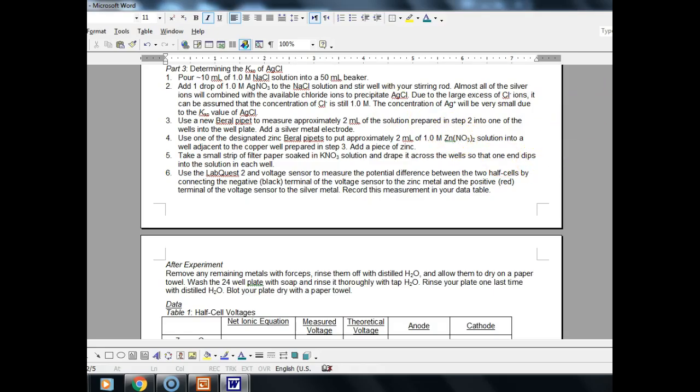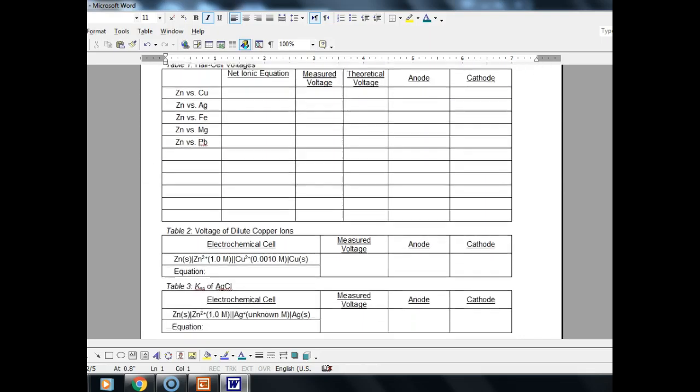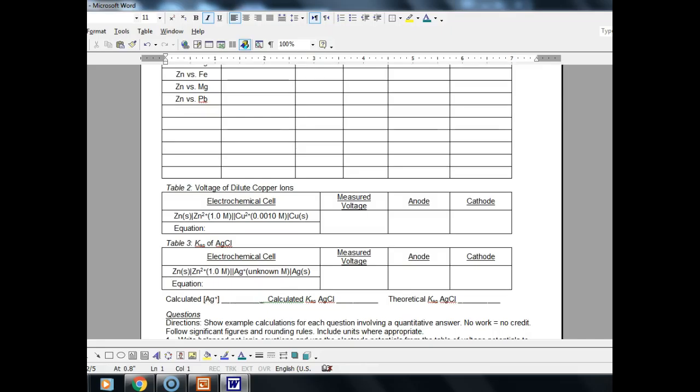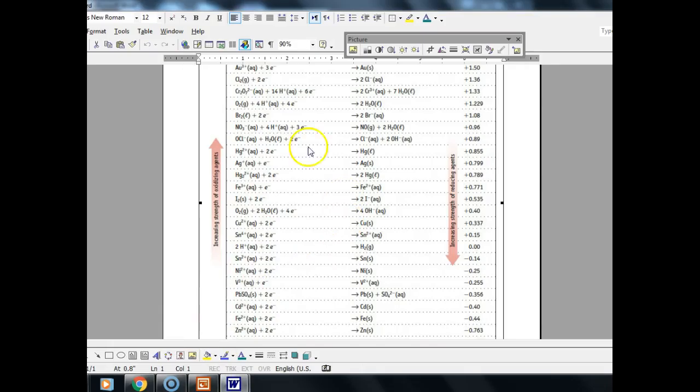So in part 2, you measured the cell voltage for an unknown silver chloride, in an unknown silver solution, along with zinc. And so you can calculate the standard voltage between zinc and silver using your table of reduction potentials that is at the end of your lab. So you would take your zinc cell potential and you would take the silver cell potential. I believe you're going to need to flip the zinc one, and you would get what the standard voltage potential would be for the two, around 1.5.